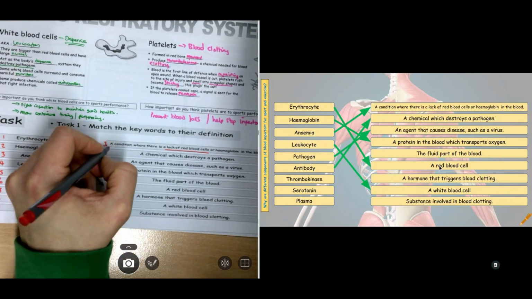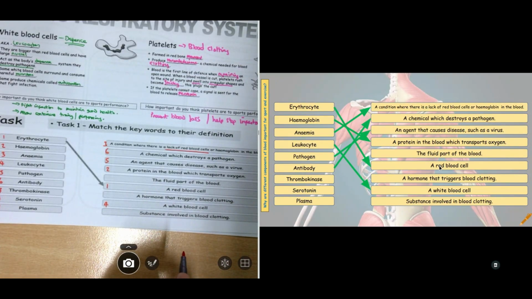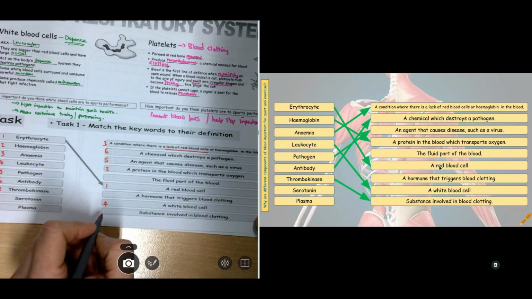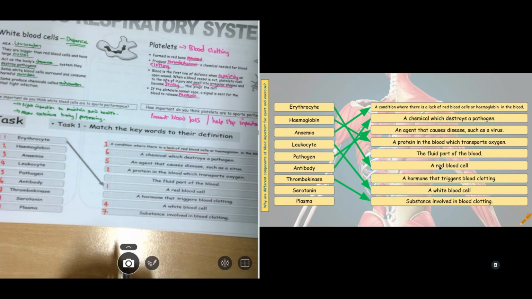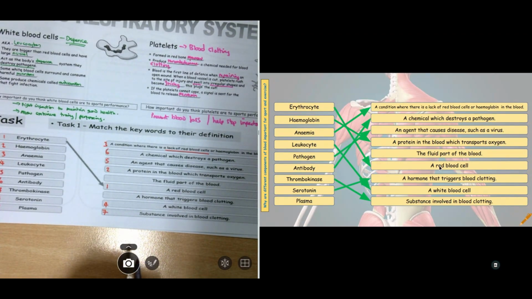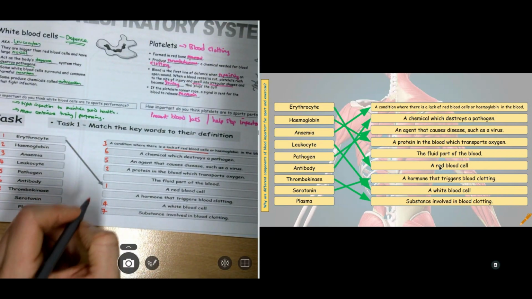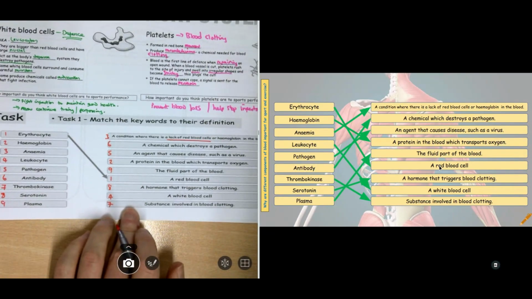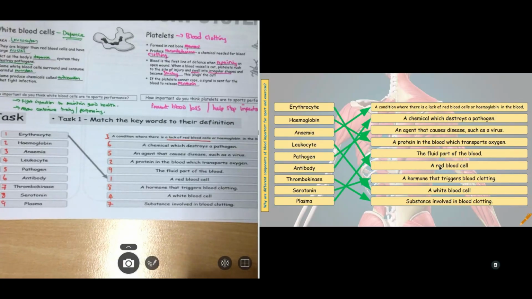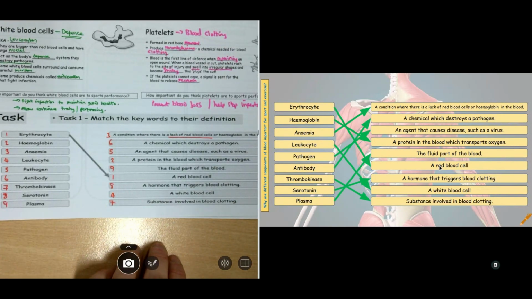An antibody is a chemical which helps destroy a pathogen. Thrombokinase is the substance involved in blood clotting. Serotonin is the hormone which triggers blood clotting. And then lastly, your plasma is the fluid part of the blood. So again, you can join the lines up, you could maybe highlight the different colours as well. We can just do the numbers.